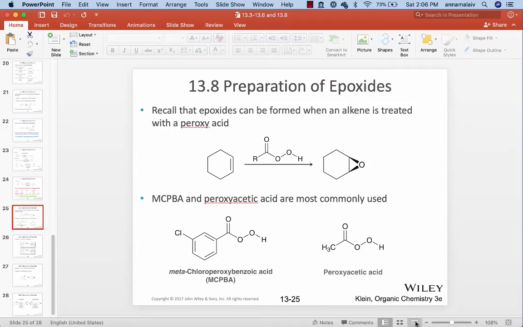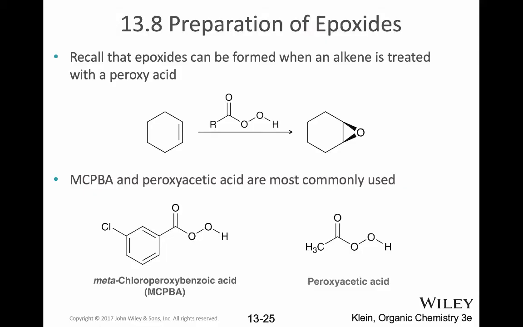All right, class. In this video, we are going to cover the preparation of an epoxide. So remember, what is an epoxide? An epoxide is a special kind of ether. It's a cyclic ether where the ring is a three-membered ring. And recall that we can form these from the epoxidation of an alkene with a peroxy acid.